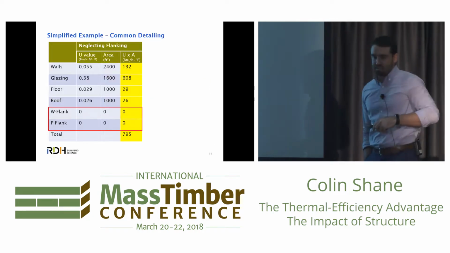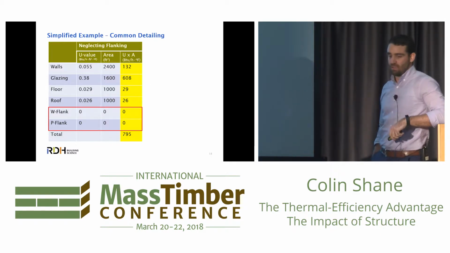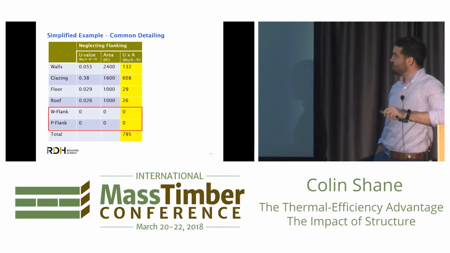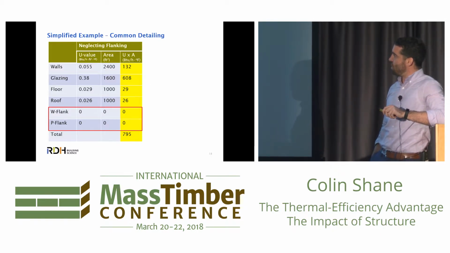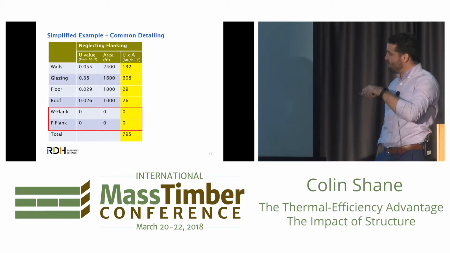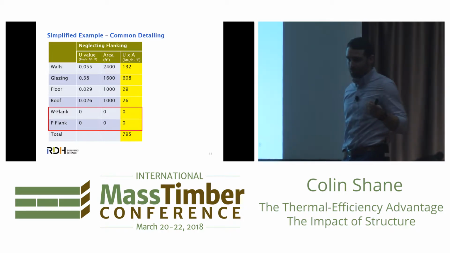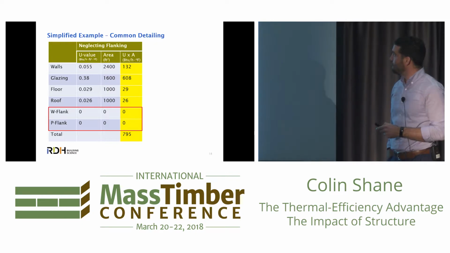So if we do some really simple math, that formula that I had up there, UA delta T, calculate that Q, that heat flow. So we take a U value of the walls, we multiply by the area of the walls, we come up with UA, and you add those up at the bottom, we get a number of 795, okay? Number doesn't mean anything in real life, but as a comparative measure.